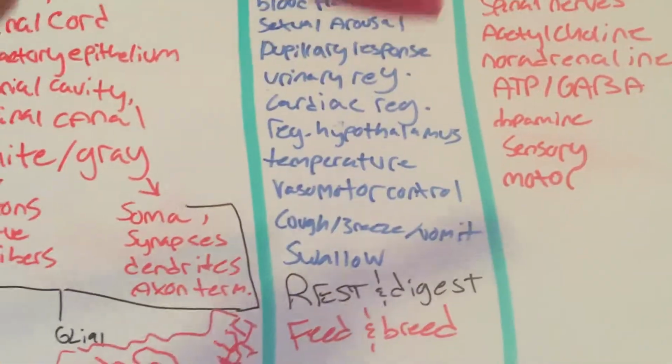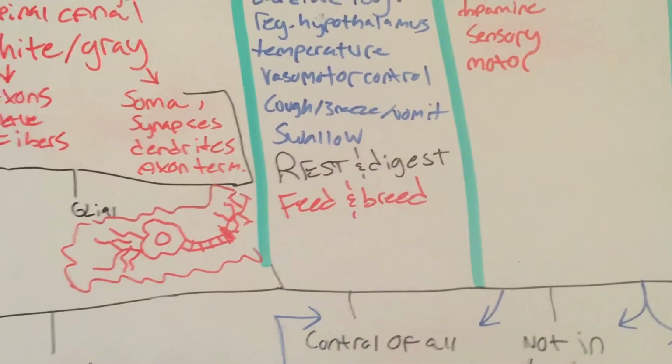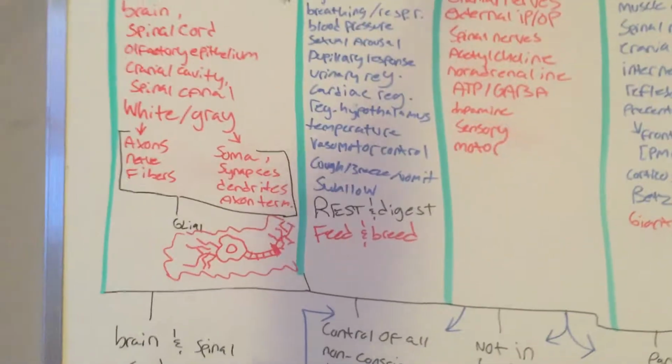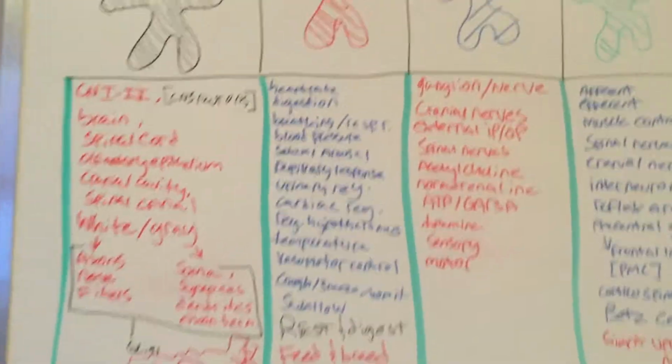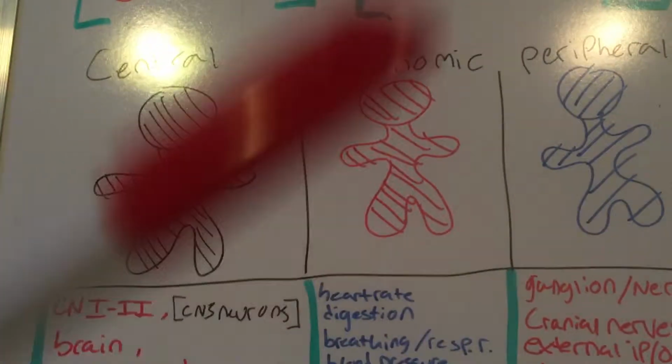This is regulated by the hypothalamus, and we also have our sympathetic and parasympathetic nervous system, which is rest and digest and feed and breed. So all of those non-consciously directed systems, that's the autonomic, or as I like to remember it, the automatic.